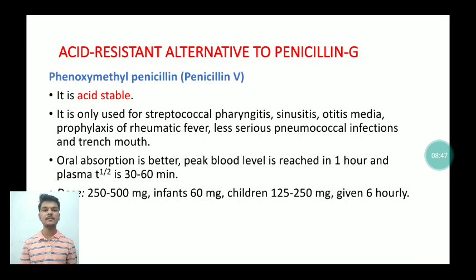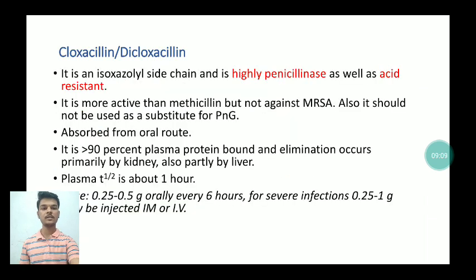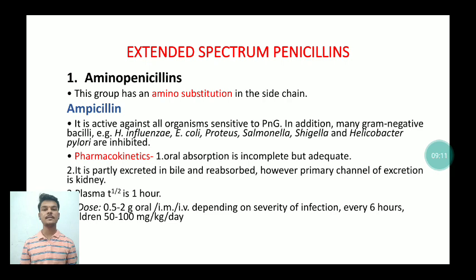The first category is the acid resistant alternative to penicillin G, in which we have the drug phenoxymethyl penicillin or penicillin V. The second category is penicillinase resistant penicillins. In this group, the congeners have side chains that protect the beta-lactam ring from the attack of the penicillinase enzyme. In this category, we have 3 drugs which are methicillin, cloxacillin and dicloxacillin. The third category is extended spectrum penicillins. In this category, we have 3 more categories depending upon the type of substitution present in their side chain.